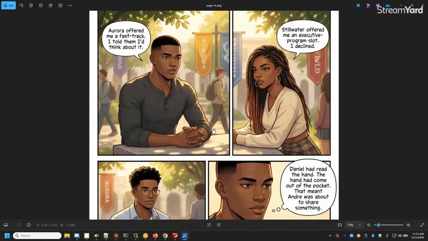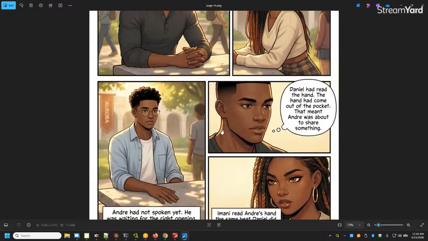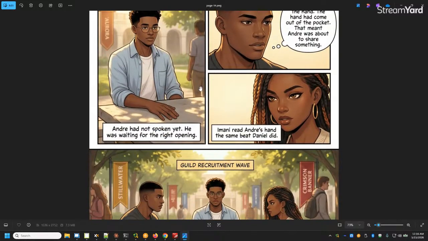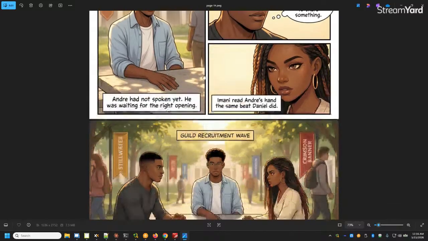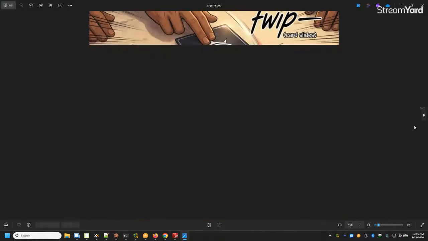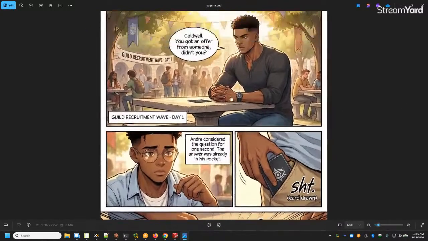Aurora offered me a fast track. I told him I'd think about it. Stillwater offered me an executive program slot. I declined. Andre had not spoken yet. He was waiting for the right opening. Daniel had read the hand. The hand had come out of the pocket. That meant Andre was about to share something. Monty read Andre's hand the same beat Daniel did. They were waiting for him. So they're waiting to see what he's going to do first before they make their move.